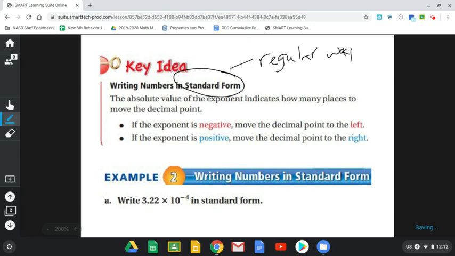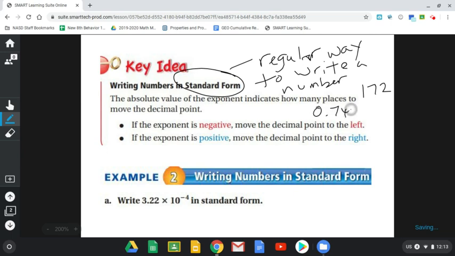Sorry, my writing is terrible here with this stylus, but we're doing the best we can. So it's the regular way to write a number. Okay? So when you see a number like 172, that's in standard form. Or if you see a number like 0.742, also in standard form. It's just the way that we're used to seeing numbers, okay?